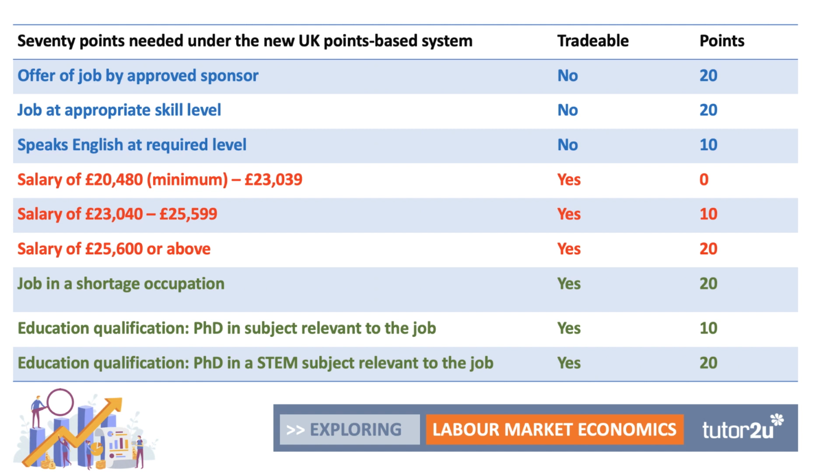And these are the number of points that you can get. Some of them are tradable, some of them are not. So you do need an offer of a job from an approved sponsor at the right skill level. You need to be able to speak English. That gets you 50 points. And then you have to find another 20 points from somewhere. And obviously if you've got a high wage job with a salary of, let's say, 30,000 or more, that gets you 20 points. If it's a job in a designated shortage occupation, that gets you 20 points. And highly trained, highly skilled people with PhDs in relevant subjects, including STEM, can get extra points as well.